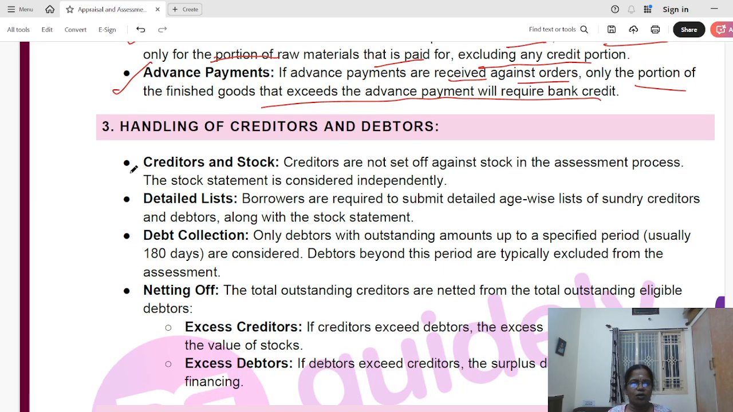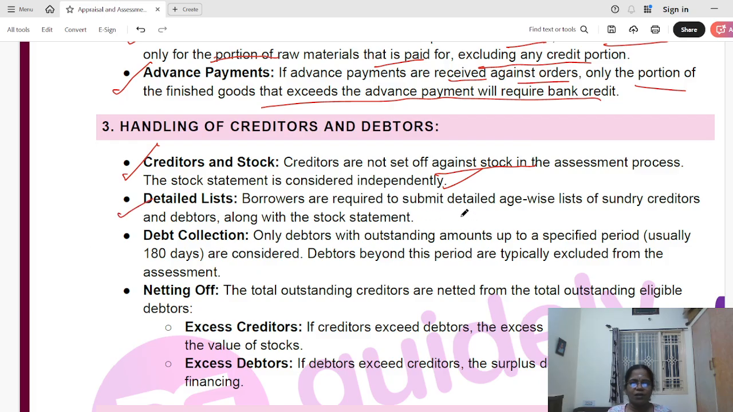creditors and stock. There are two cases. Creditors are not set off against stock in the assessment process. In the assessment process, creditors are not set off against stock. The stock statement is considered independently. The stock statement is different, and the creditors' creditworthiness is different.